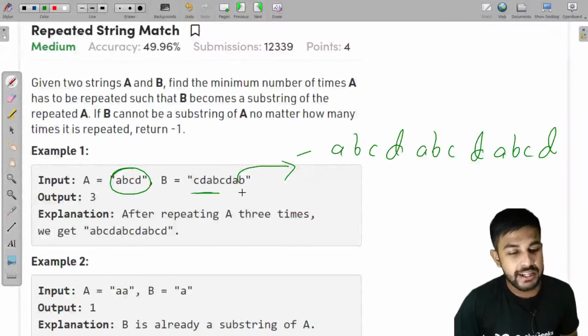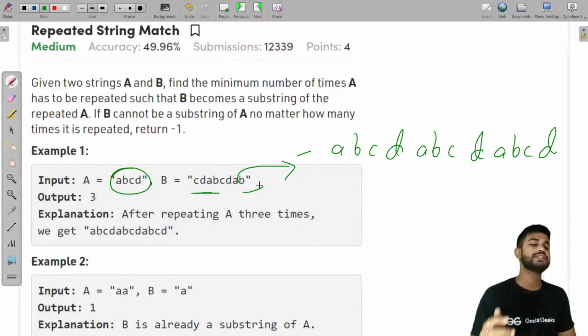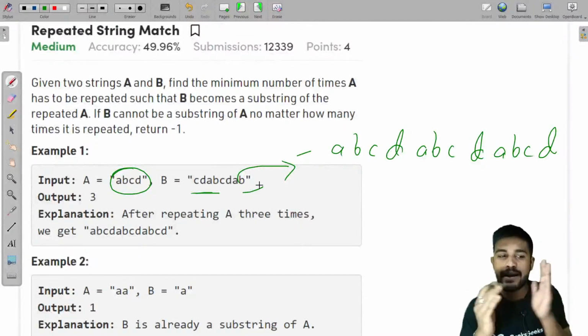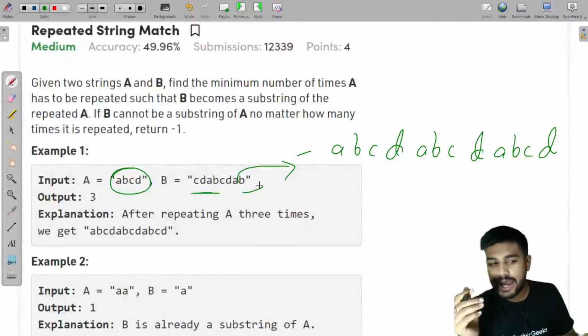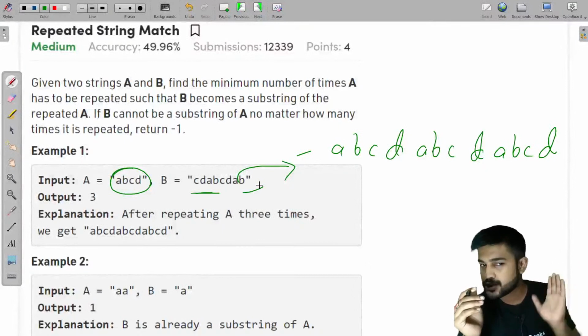So we can see that now this is a substring. So what we can do is keep writing A again and again, and every time we would be checking if B is a substring or not.